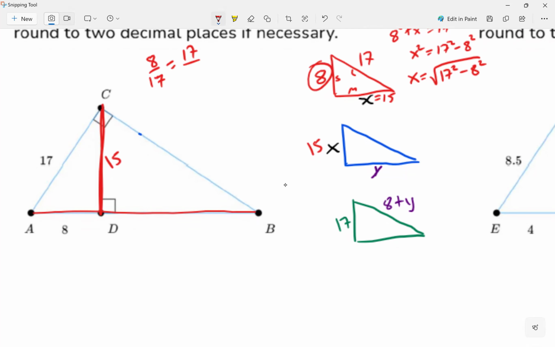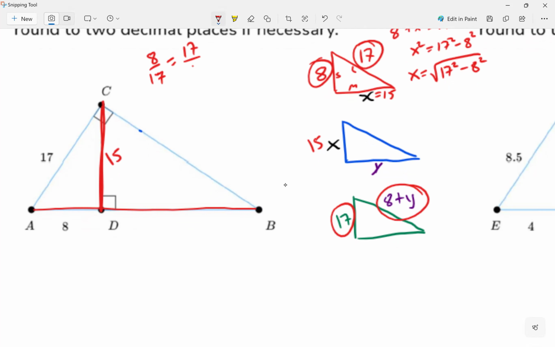So I'm going 8 goes with 17. And then 17 from the red triangle is corresponding with 8 plus y, which gives me the whole segment AB. So I'm good with that.